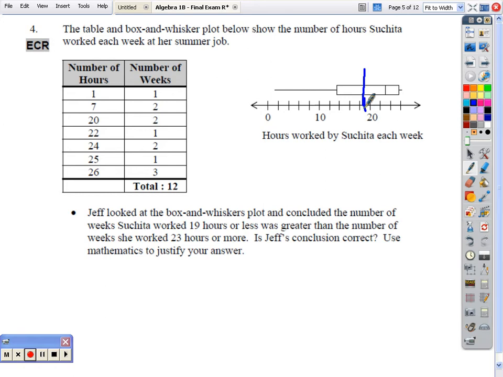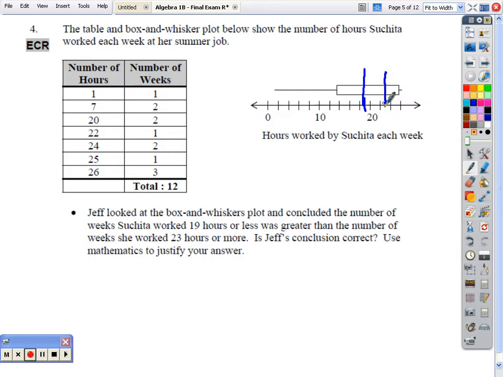We see that it's in the middle of this first box, which means it's in the middle of the lower 50%. Okay? If we find where 23 hours or more is, we see that that is actually where the median is. In a box and whisker plot, the median splits the data in half.